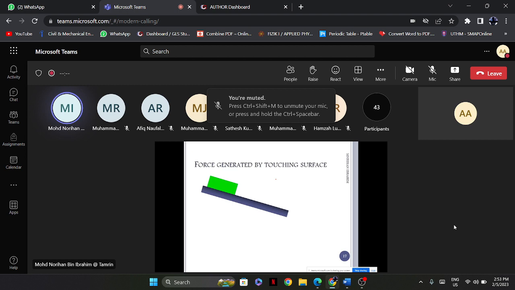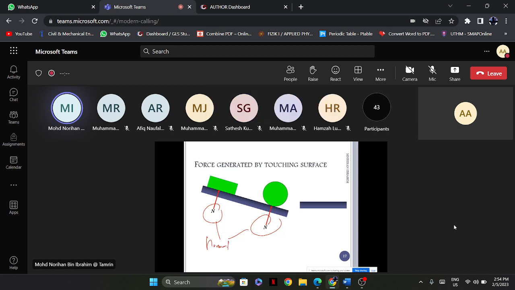So the next is force generated by touching surface. We have this rectangular block, and also we have a spherical block, the green one. Look at N itself. N is the normal force.